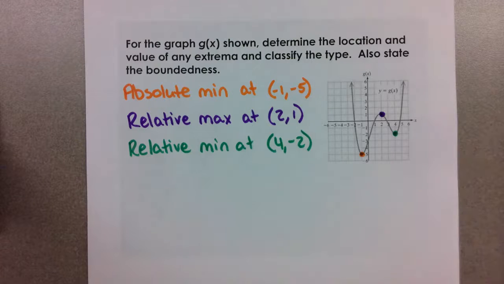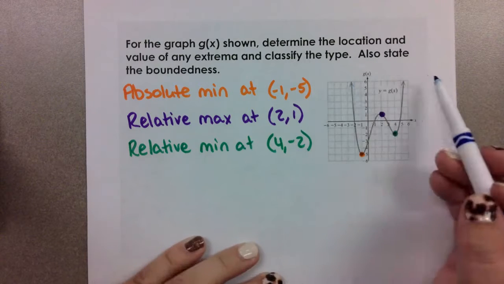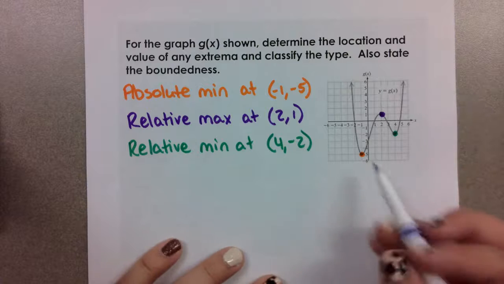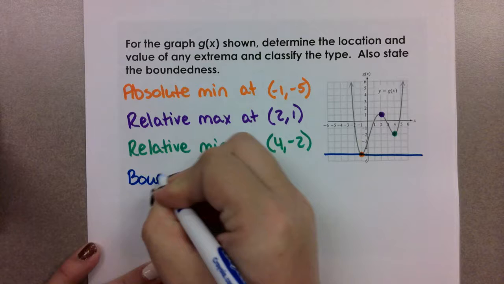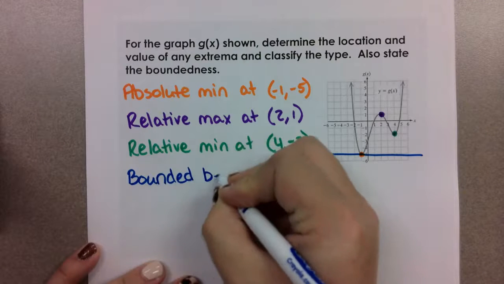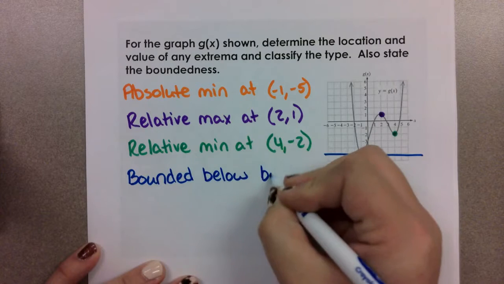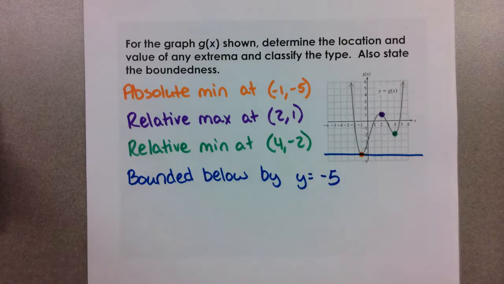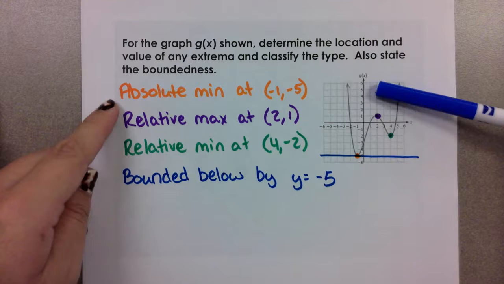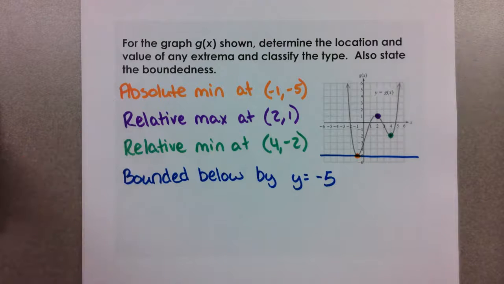Then for boundedness, well, it's not bounded above because there's nowhere that we stop. But we are bounded below by y equals -5. Notice that if you're bounded below, you'll have an absolute minimum. If you're bounded above, you'll have an absolute maximum.